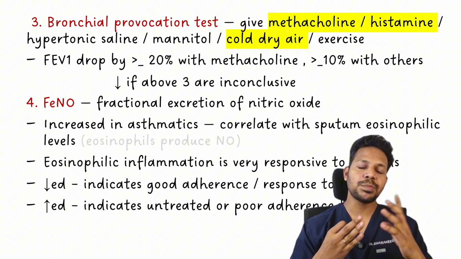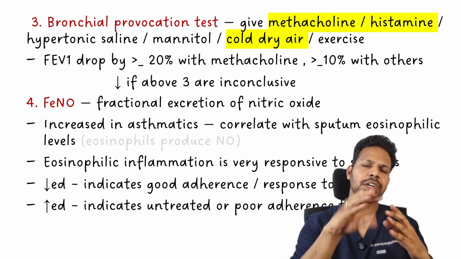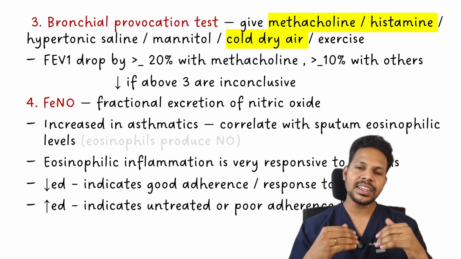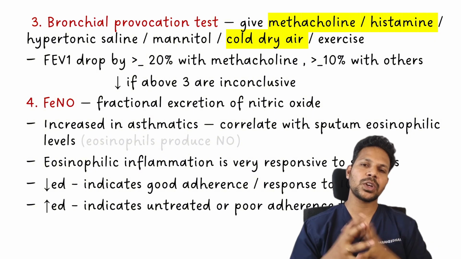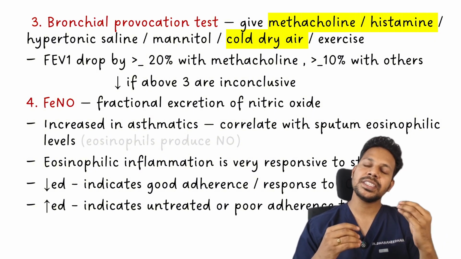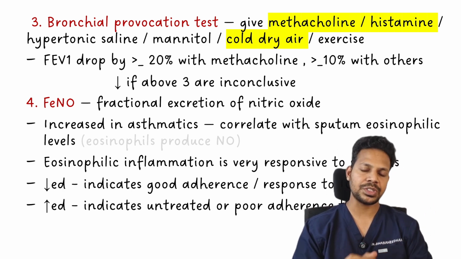Then the third one is the bronchial provocation test, where you are checking for the airway hyperresponsiveness by giving some kind of trigger in the form of either methacholine or histamine or cold dry air or mannitol. And lastly, we can also do the fractional expression of nitric oxide, which will help you in identifying whether the patient is strictly adherent to the inhaled corticosteroids or whether the patient is not adherent to the corticosteroids.